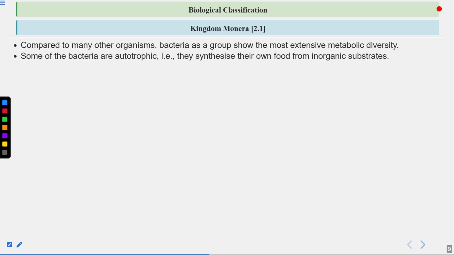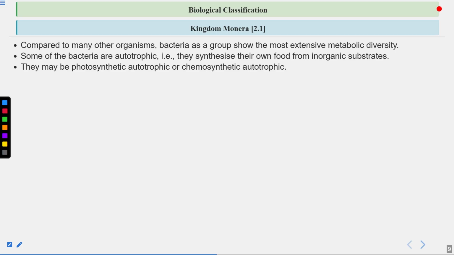Now, some of the bacteria are autotrophic, and they synthesize their own food from inorganic substrates. Autotrophic means, auto means self. So they can synthesize their own food from inorganic substances. Like in photosynthesis, what happens? Inorganic substances like carbon dioxide and water combine together in the presence of chlorophyll and sunlight to produce carbohydrates or glucose. Clear? So bacteria can be autotrophs.